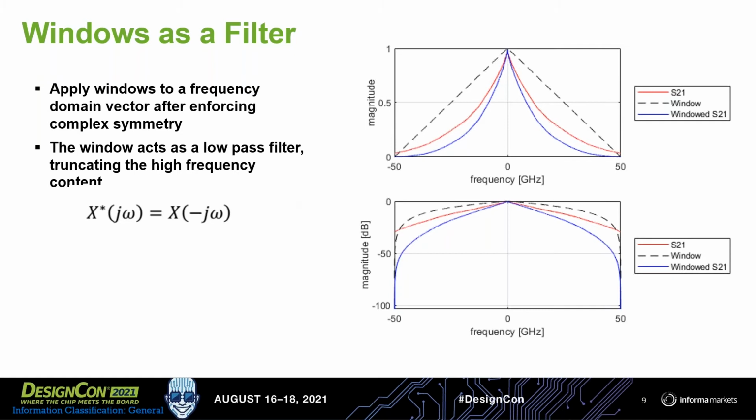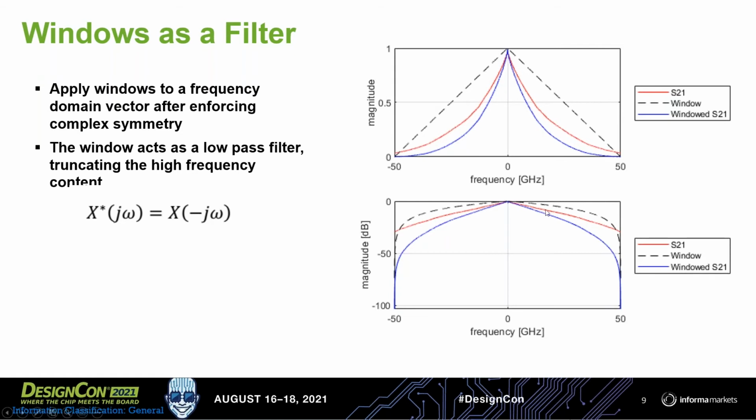And when we apply the window to this plot, it starts to make sense. It starts to look like a low pass filter where the window is truncating the high frequency content. And this makes sense because now when we have a low pass filter, we know low pass filters reduce the rise time on signals. So now we're getting somewhere.